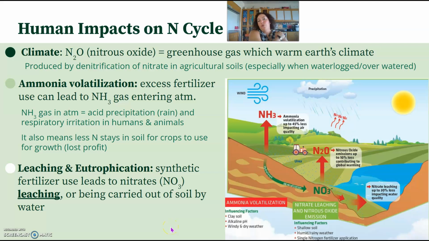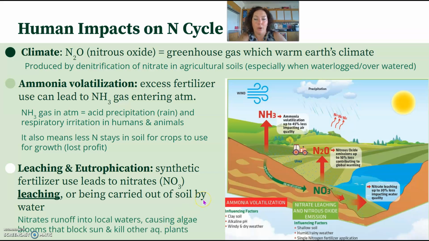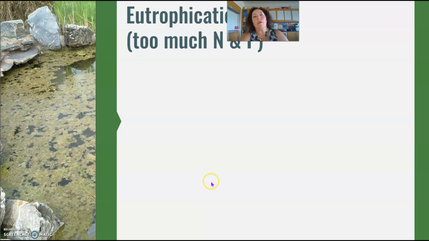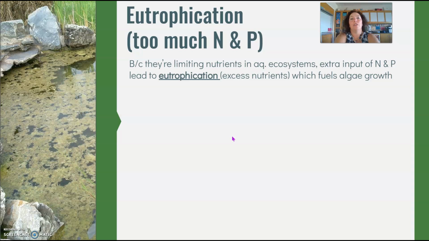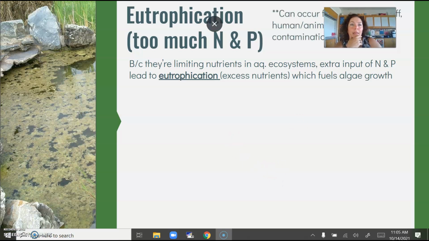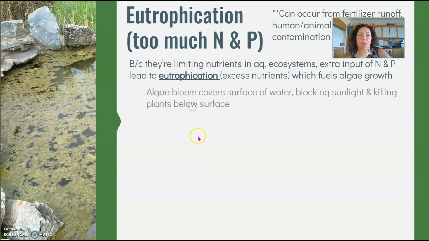And then leaching and eutrophication, that's when the fertilizers are carried into bodies of water, and that creates runoff and then creates algal blooms. Algal blooms are also known as eutrophication. Eutrophication is when you have too much nitrogen and too much phosphorus in the ecosystem. That's usually because of fertilizers, and they get into the local waterways through runoff. So fertilizers and animal waste run off into local waterways.